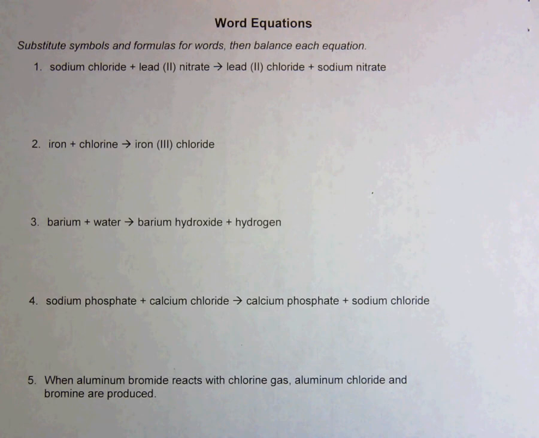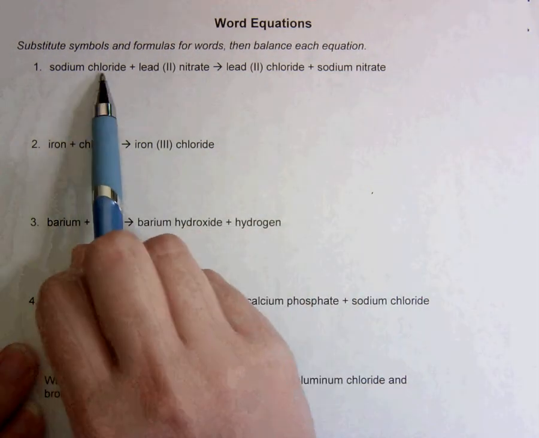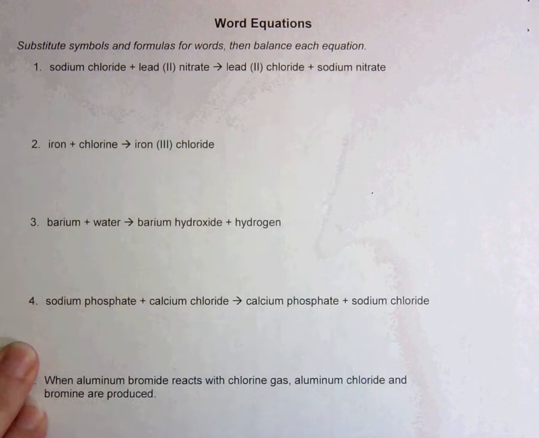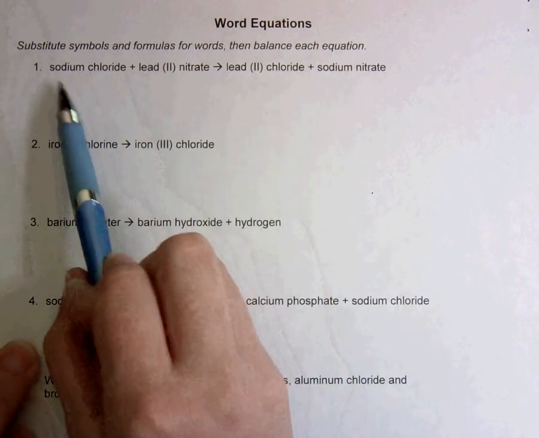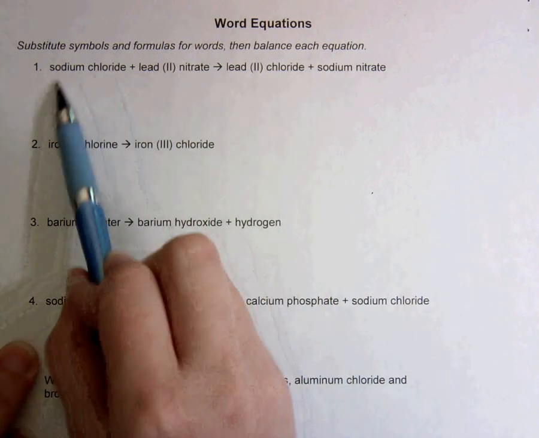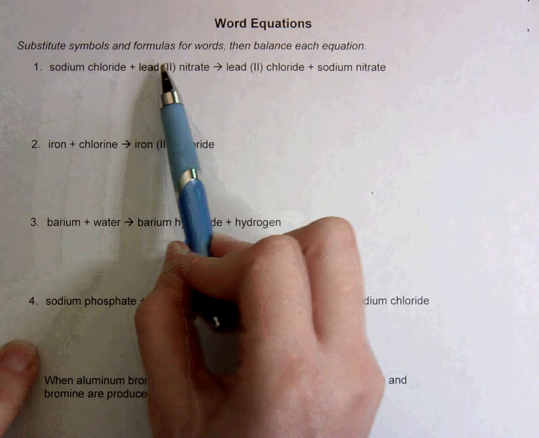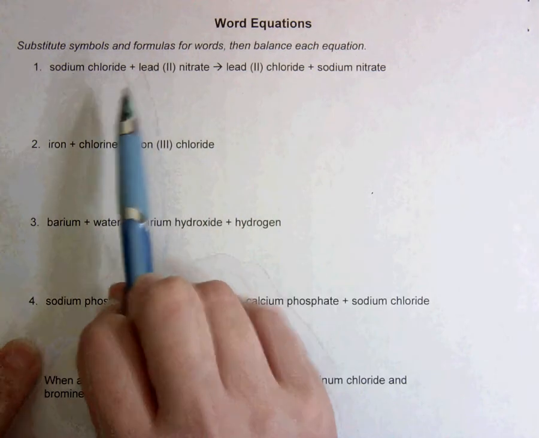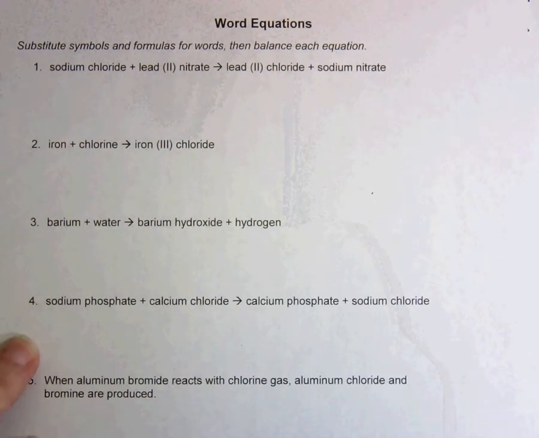Word equations. We're going to take all the stuff that we just did in the last couple of worksheets and put it all together now. So now I have names of compounds, and I have to come up with those compound formulas. All the formulas for these different names, and then I'm going to balance that equation when I'm done.